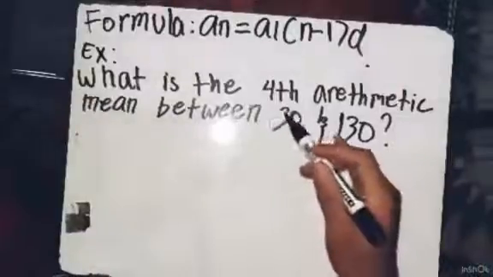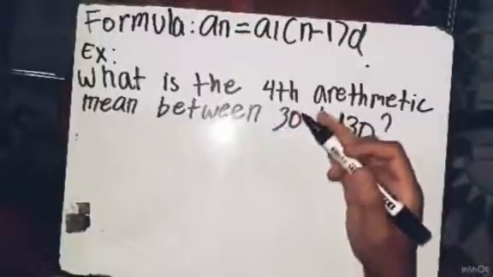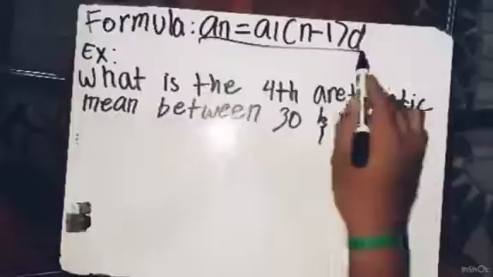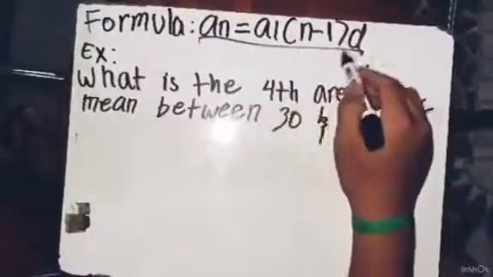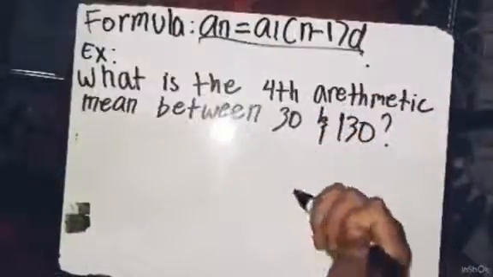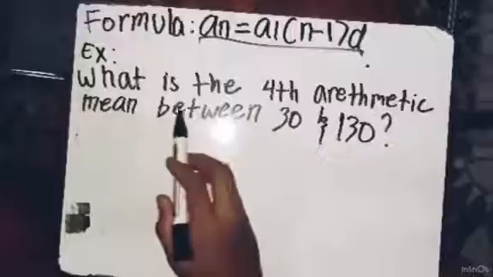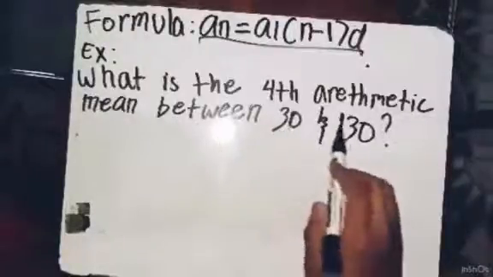So now I'm going to show you how to solve and the formula for the arithmetic means. So this is the formula. An equals A1 plus (n minus 1) multiplied by d. So, let me give you an example. What is the fourth arithmetic mean between 30 and 130?